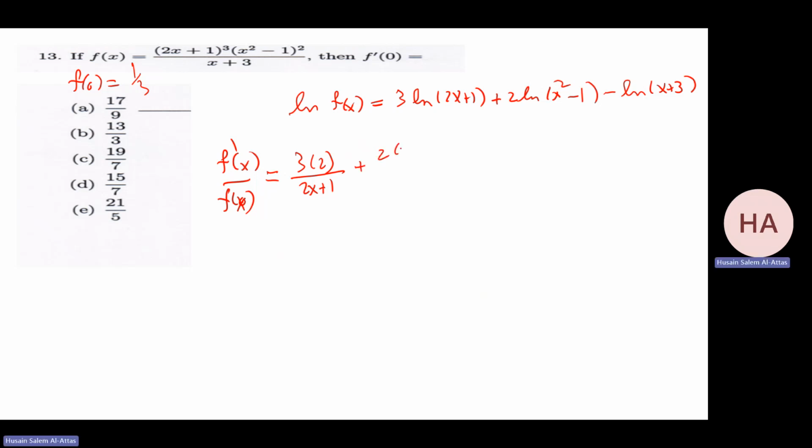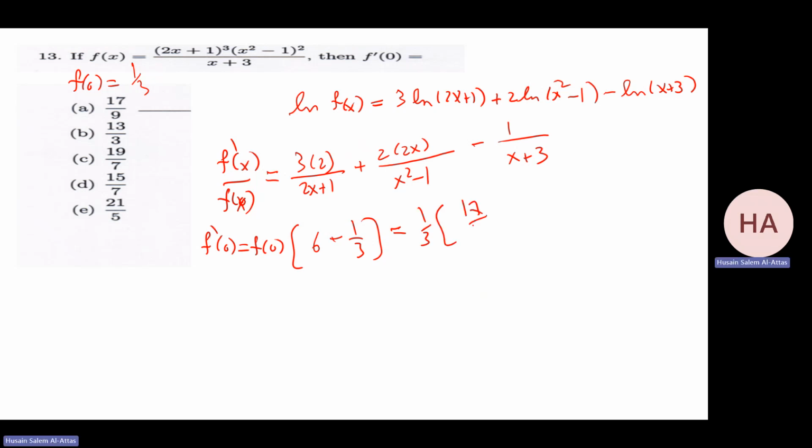Plus 2 times 2x over x squared minus 1, 1 over x plus 3. So f prime at 0 will be f at 0 times what? At 0, that will be 0 minus 1 over 3. That will be 1 over 3, 17 over 3. So it's 17 over 9.